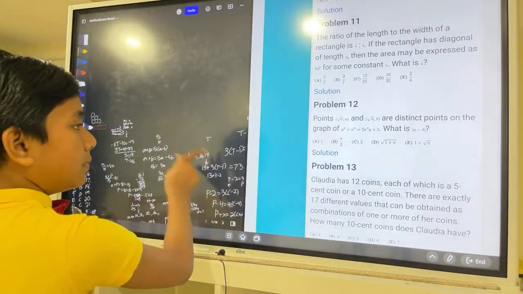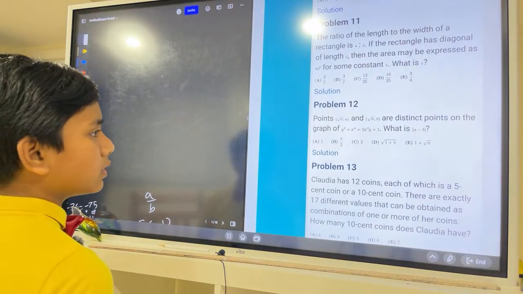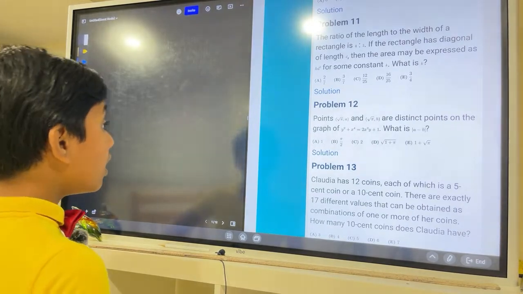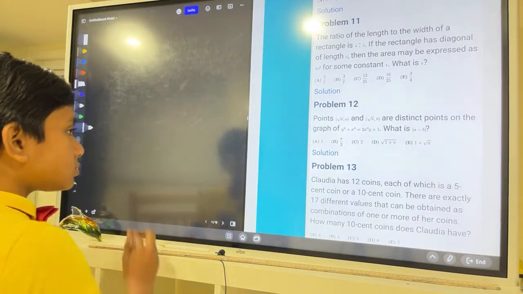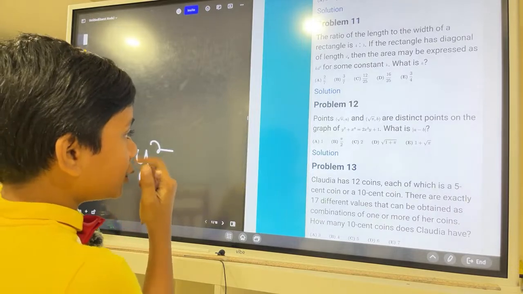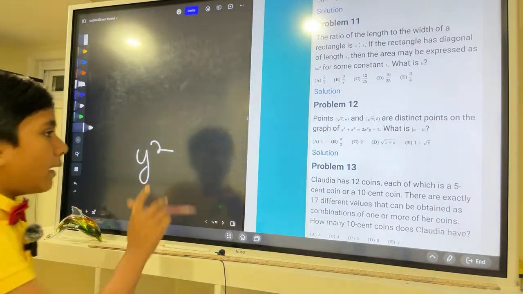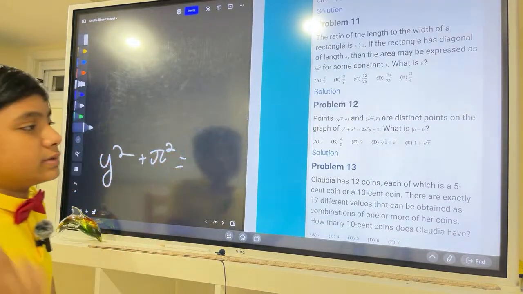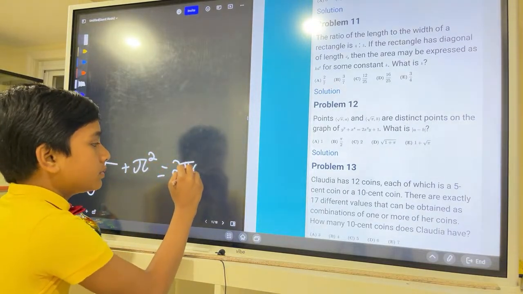Points root pi a and root pi b are distinct on the graph of... Can't we just plug those in? So there were two solutions apparently when we plug in x equals root pi. Pi squared plus pi squared. Wow, that's a hard part. 2 pi y plus 1.